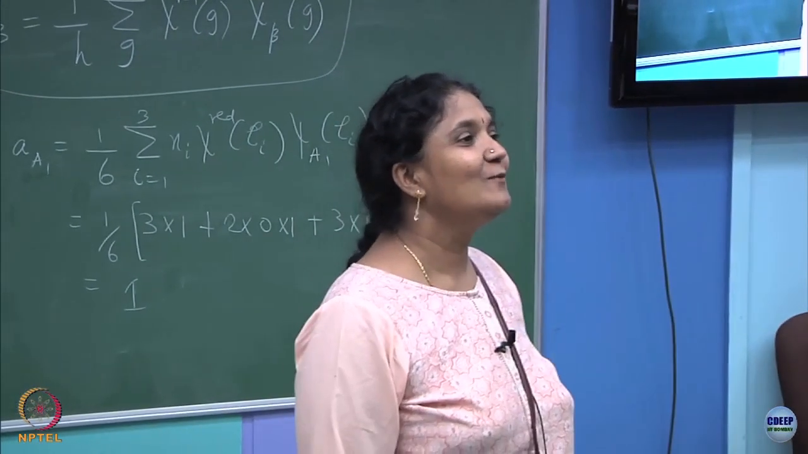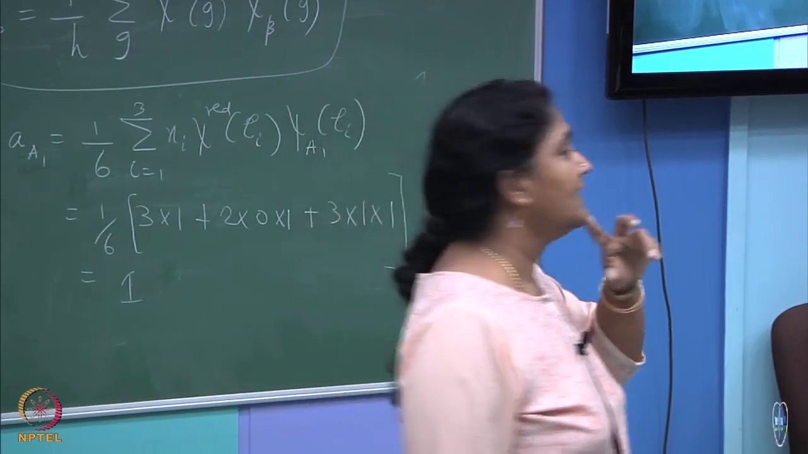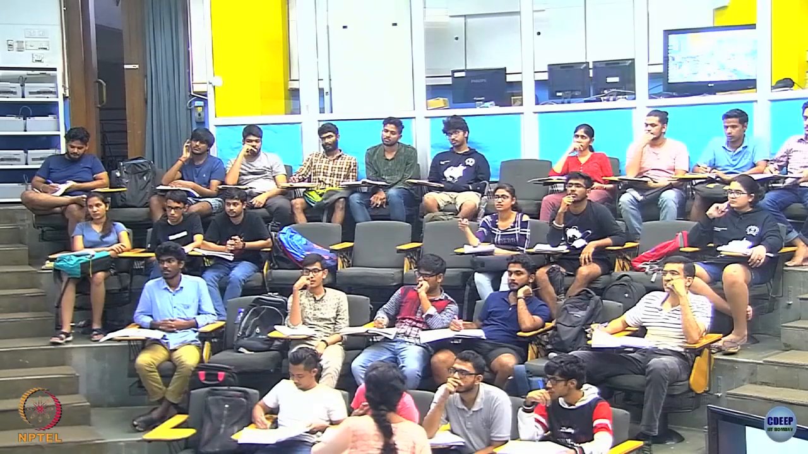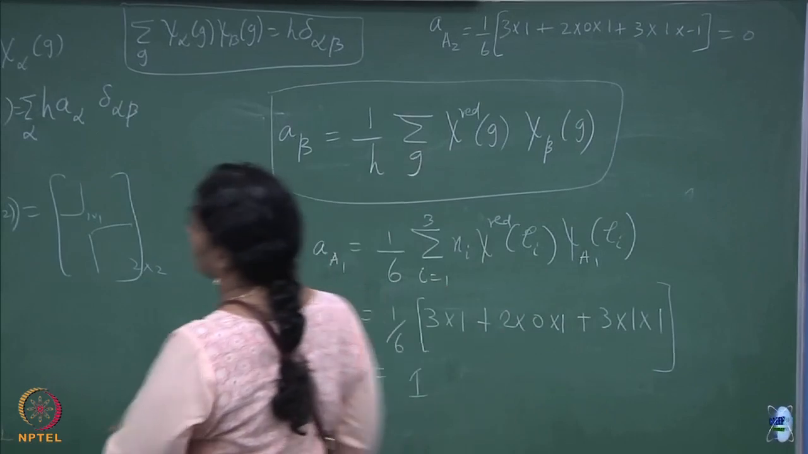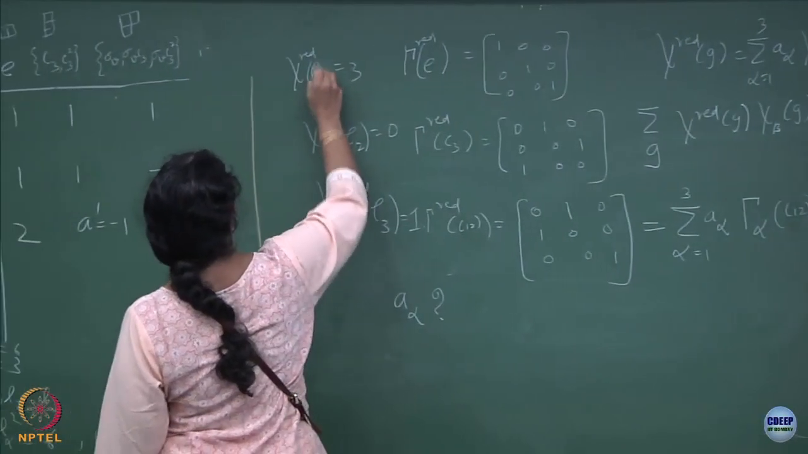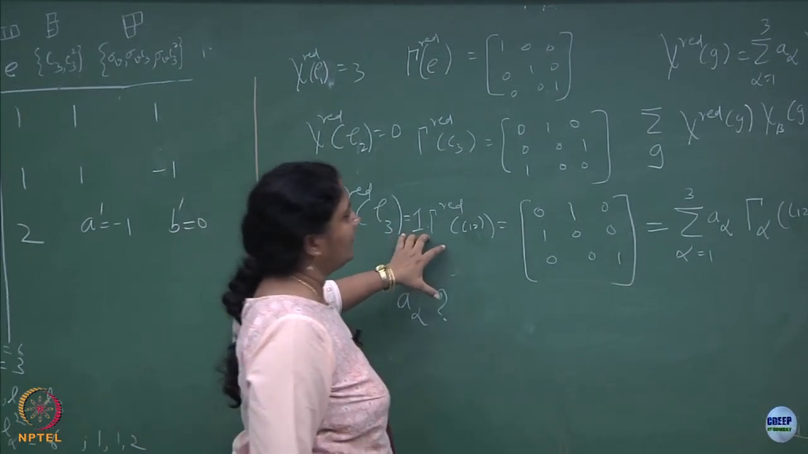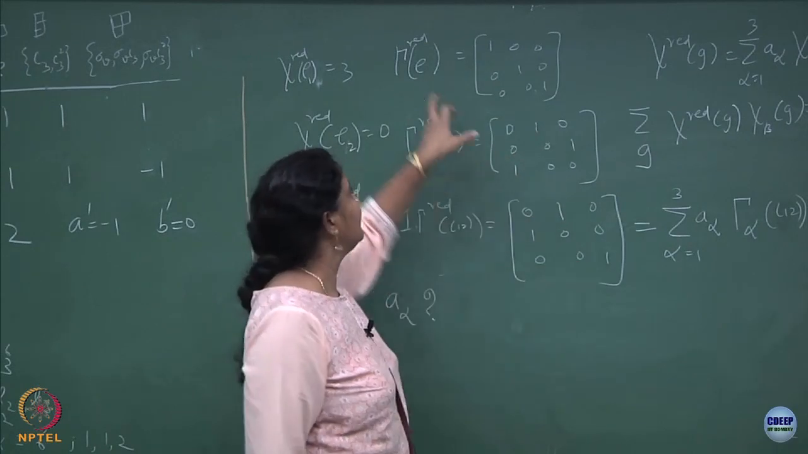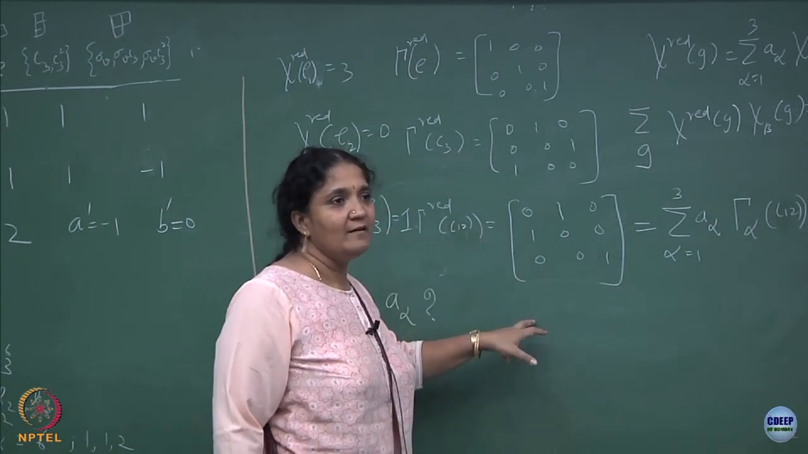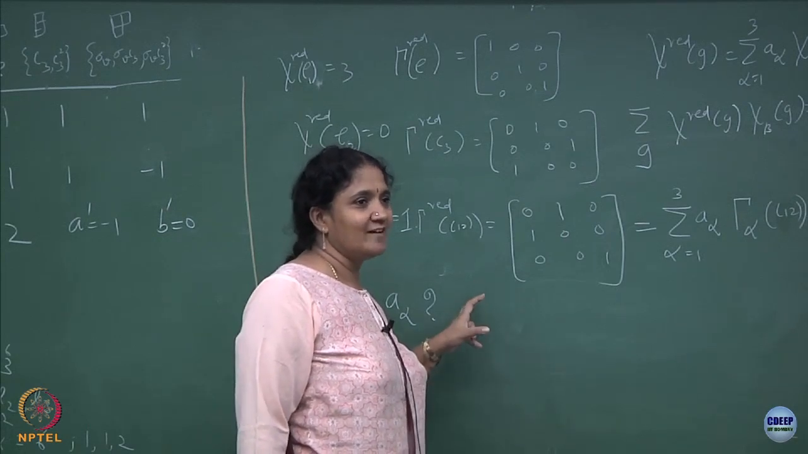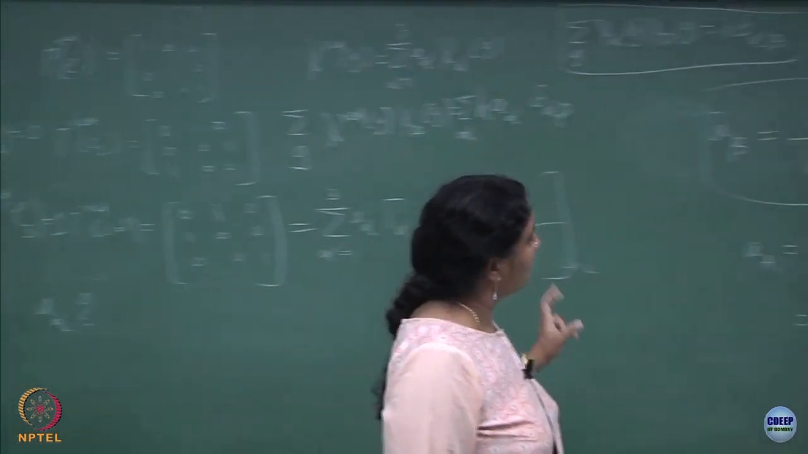Can you check? Any problem? What is the confusion? First class? This one? 3 is the reducible character for the class. I can call this C1. That is 3. C2 is 0, C3 is 1, right? It is clear from here. I have taken one element in each class, and here there is only one element. Here there are 2 elements, I do not care, characters are same. And in the third class there are also 3 elements, 1 2, 1 3 and 2 3 cycles. So, I am just taking one of them. And then I am substituting.